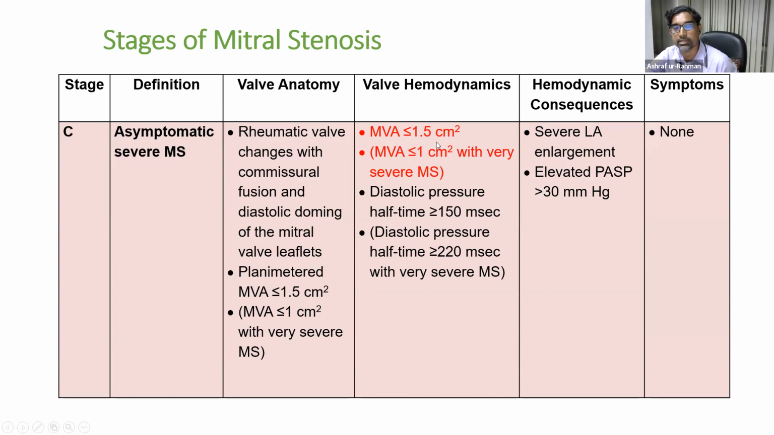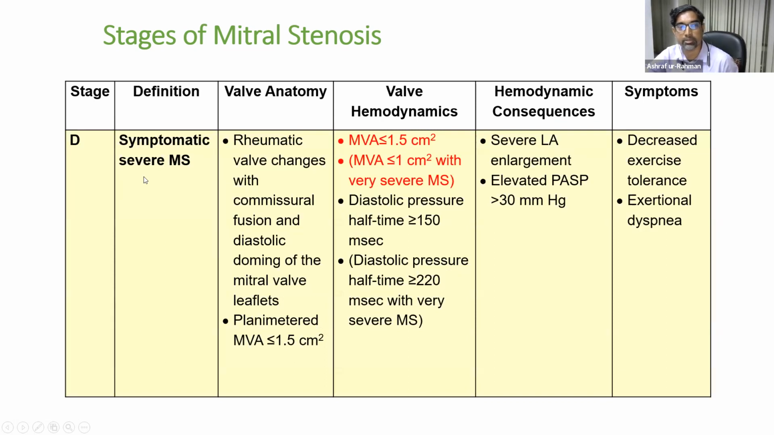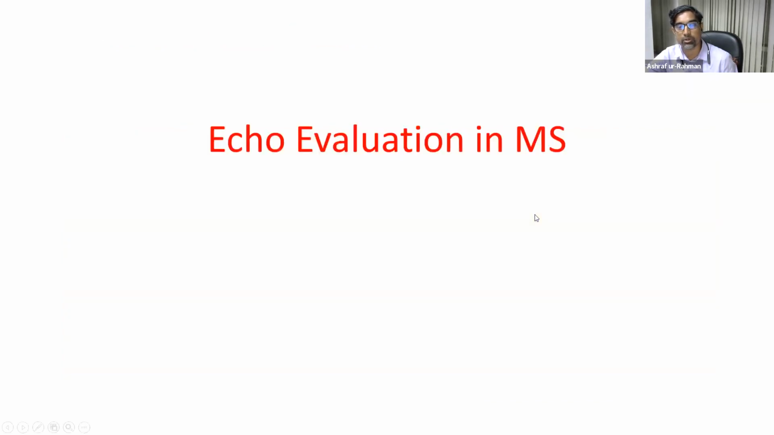Here you can see the valve area is less than 1.5 square centimeters, and very severe, they call it less than 1 square centimeter. We get a lot of patients in this group, severe MS who are asymptomatic. And when these MS patients are symptomatic, they call it stage D, the symptomatic severe MS. The valve area is less than 1.5 square centimeters. And here you can see there is severe LA enlargement and also raised PASP more than 30. So these are the treatment groups for which we offer some structural intervention.